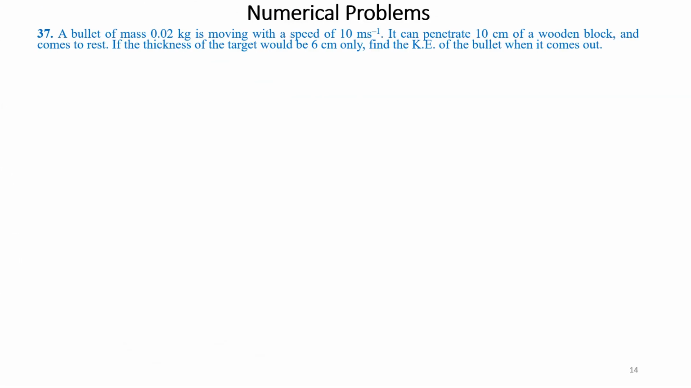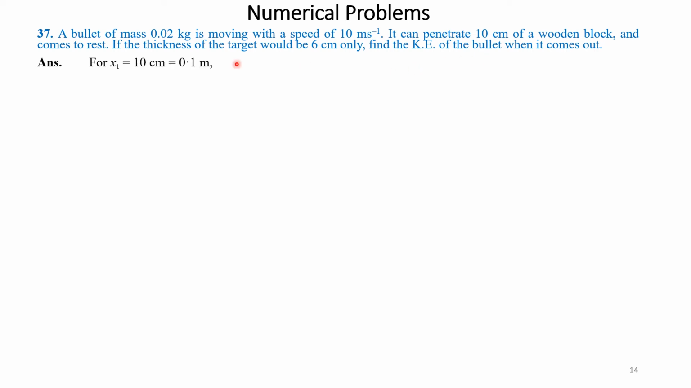We will continue with the next question, number 37. A bullet of mass 0.02 kg is moving with a speed of 10 meters per second. It can penetrate 10 centimeters of a wooden block and comes to rest. If the thickness of the target is reduced to 6 centimeters, find the kinetic energy of the bullet when it comes out. Because the thickness is reduced, the bullet comes out instead of coming to rest.